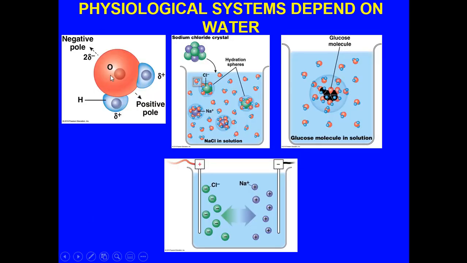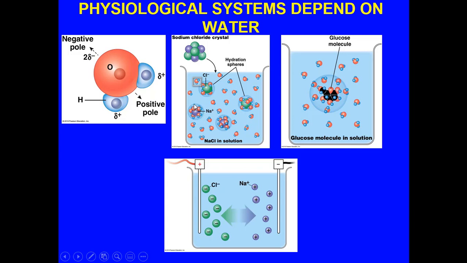Here we see basically the dipole for water, which allows for hydrogen bonding. Here we see the dissociation, the hydration spheres that I talked about earlier. If you have a negatively charged ion here, it's going to be surrounded by the positive sides of the water molecules. A positive ion, such as sodium, will be surrounded by the negative parts of a water molecule.